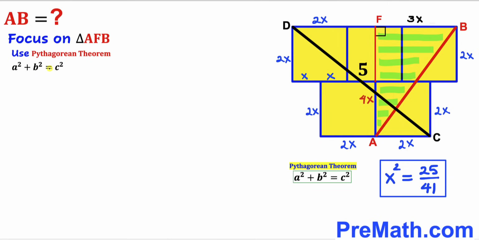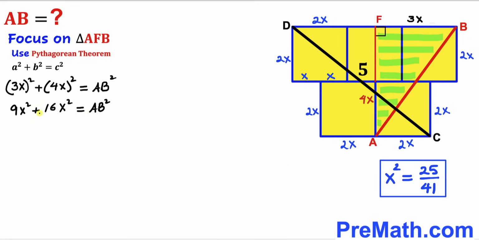Let's go ahead and fill in the blanks in this Pythagorean formula. So we are going to write down 3x whole square plus 4 times x whole square equals our AB length square. Let's go ahead and simplify. That is going to give us 9x square plus 16x square is going to be AB whole square. Let's combine the like terms. We are going to get 25x square equals AB square.